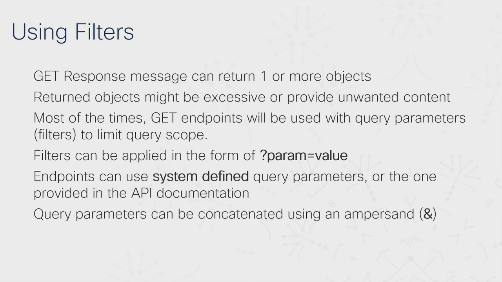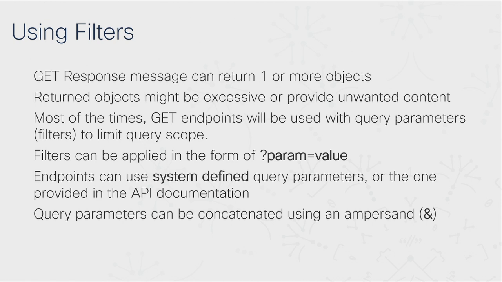So what if you want to filter to just the entities that you are interested in rather than the whole set of objects, and also if you want to reduce the workload on the system. So we have filters: system filters, and we also have per-API filters. Those are in the form of parameter equal value, and you can concatenate filters by using the ampersand character.